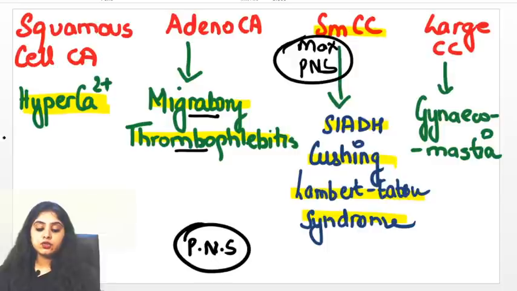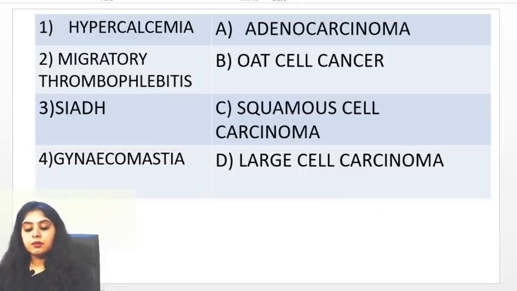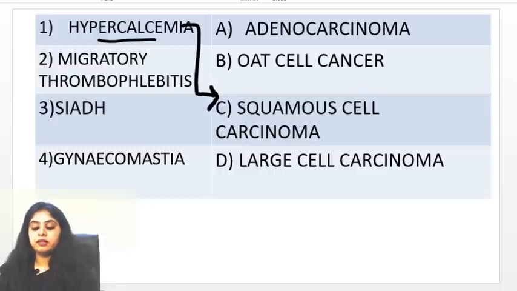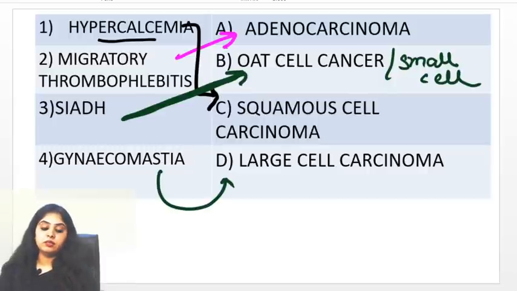Everyone's learnt it. Can I show you one table? Can you match these for me so that I know that you are very confident? Hypercalcemia, which tumor should I mark it with? Hypercalcemia is seen in squamous cell carcinoma, yes. Migratory thrombophlebitis is seen in adenocarcinoma. Okay, SIADH, small cell. What is the other name for small cell? Oat cell cancer. So SIADH is seen with oat cell cancer and gynecomastia is seen with large cell cancer. I hope it is clear with everyone. Moving on, coming on to the next one.